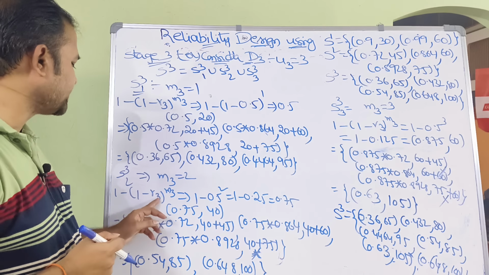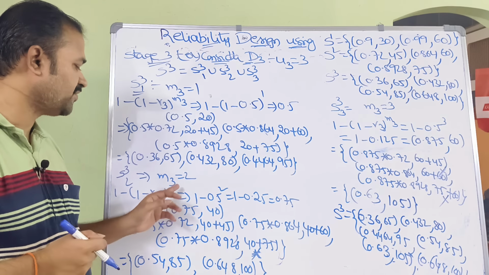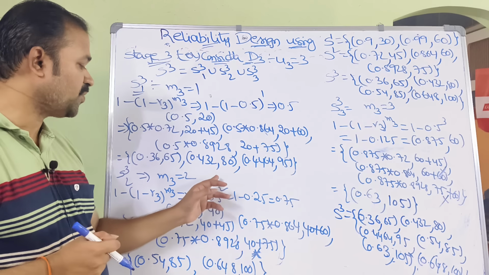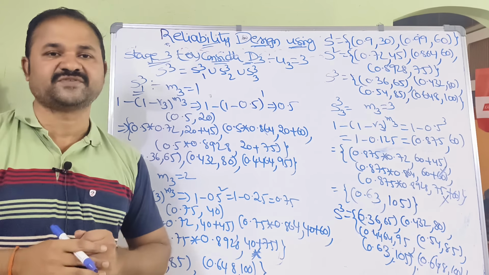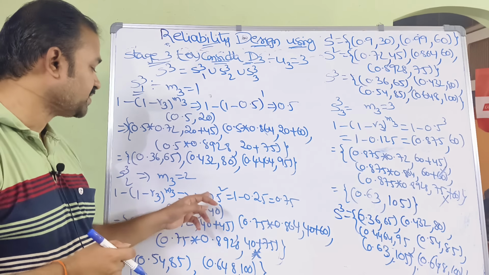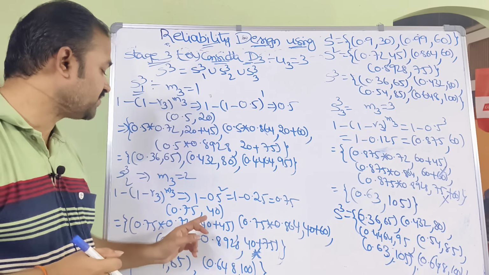So here 1 minus R3 means 0.5. So 1 minus 0.5 means 0.5. Power, number of copies, is 2. So 0.5 whole square means 0.25. 1 minus 0.25 means 0.75. So 0.75 comma, here we are maintaining 2 copies. So 20 into 2 is equal to 40.